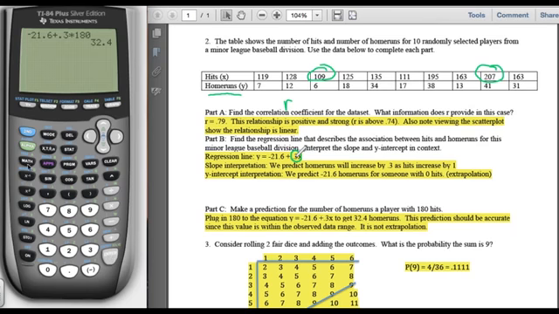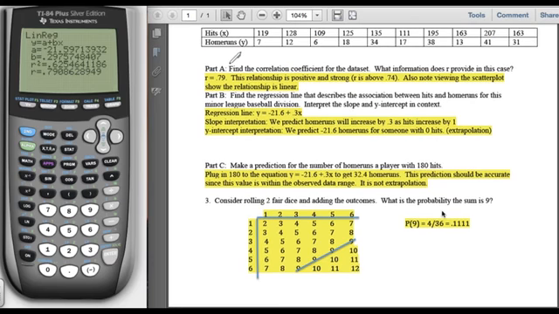This pretty much covers everything from Chapter 4. The only thing that we didn't discuss was the coefficient of determination. That's your R squared. In this case, it is 0.625 or 62.5%. We could say 62.5% of the variation in home runs is explained by hits.